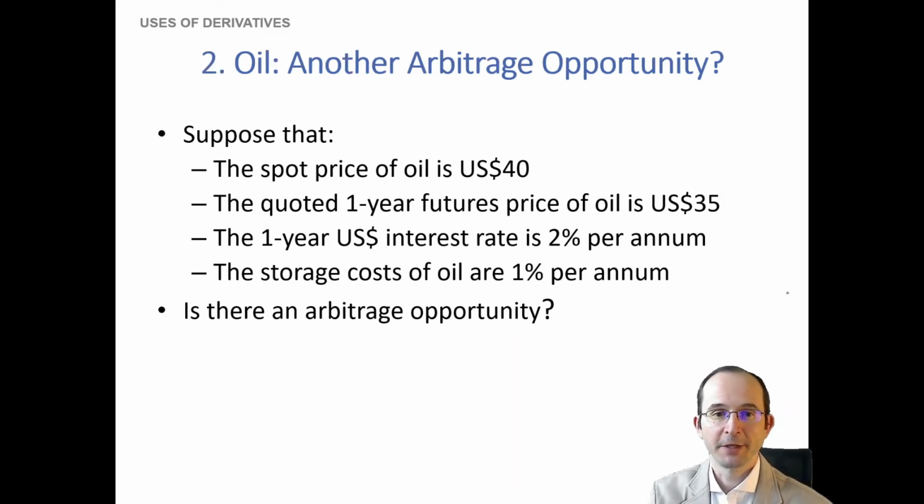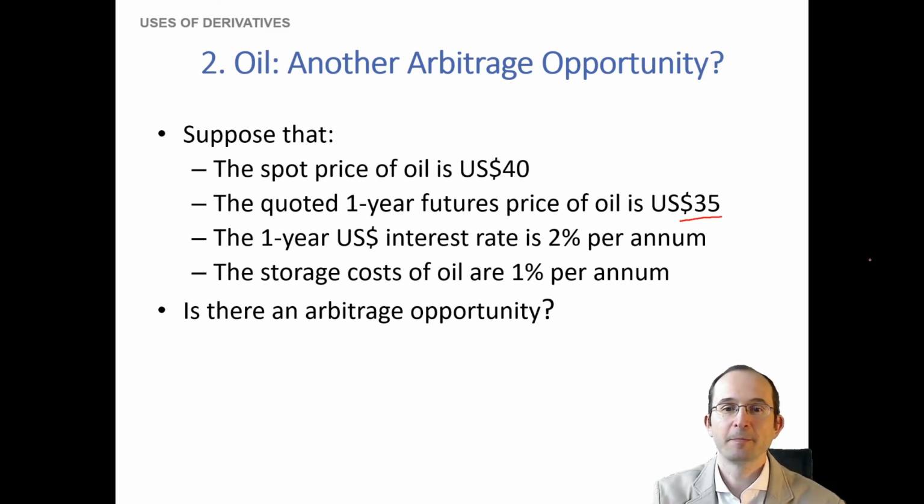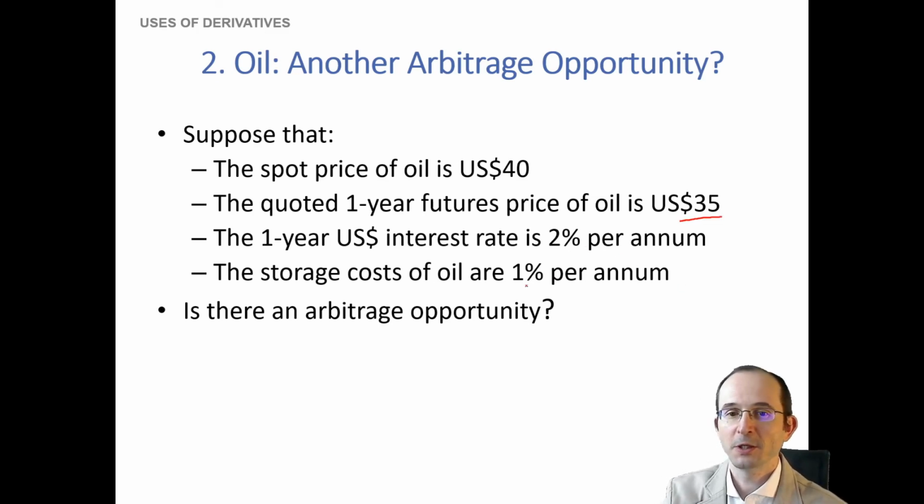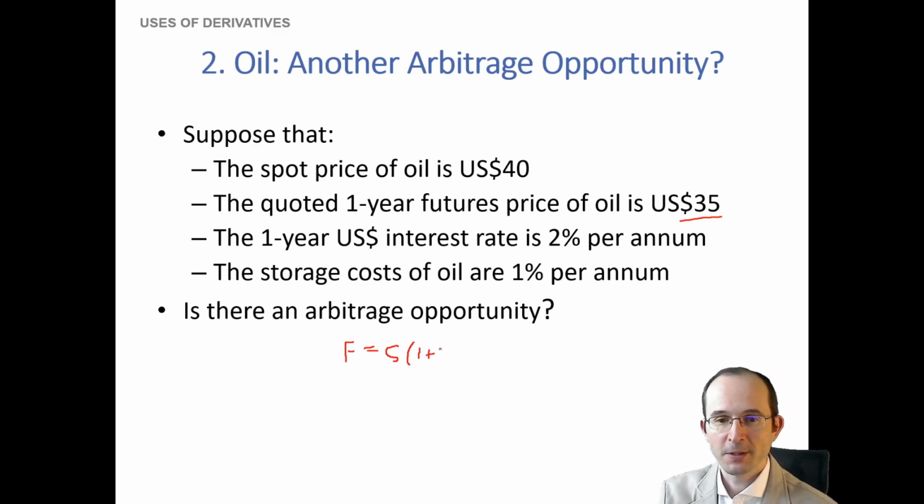What about the flip side of that? Let's say that oil is still at 40, but now the futures price is 35. Still a 2% interest rate, still a 1% storage cost. Is there an arbitrage opportunity? Well, again, we know from what we've conjectured from our prior claim that the fair futures price is the interest rate plus the storage cost. 1.03 is what those two add up to. So that is 41.2.